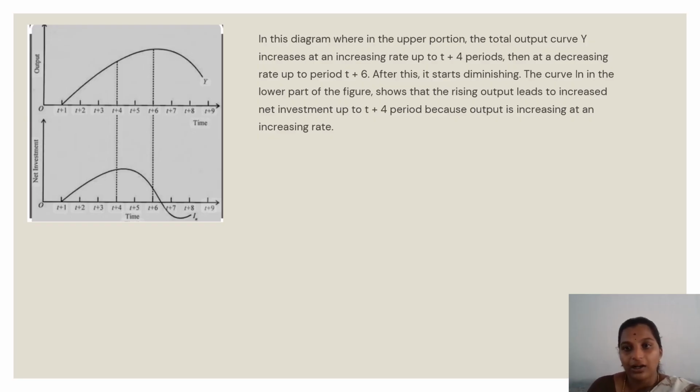diminishing. The curve IN in the lower part of the diagram shows that rising output leads to increased net investment up to the t plus 4 period. So up to the t plus 4 period, net investment is increasing because output is increasing at an increasing rate.